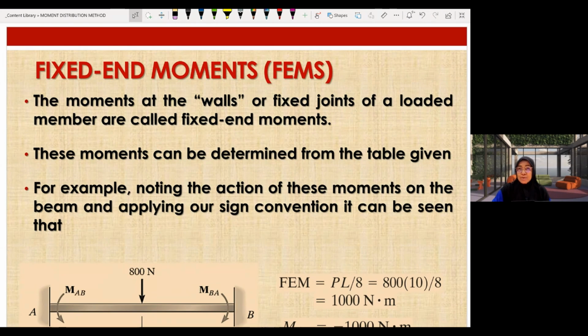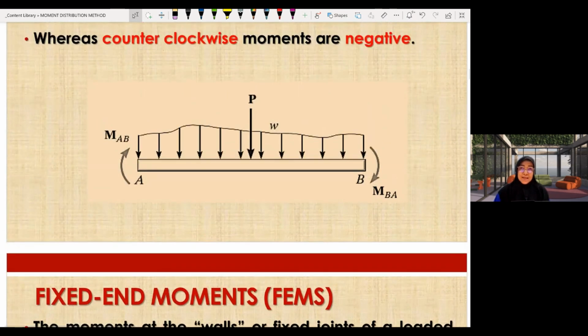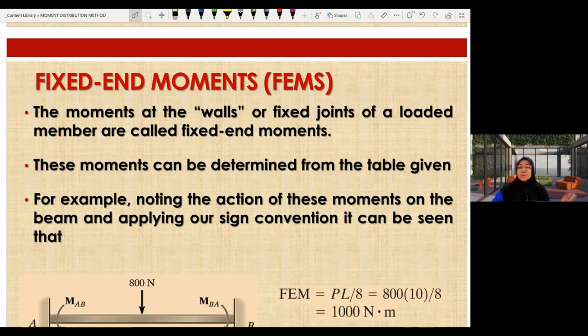Now we move to fixed end moment. The previous one is the sign convention that we have to set for the moment distribution method. So we set clockwise is positive. That is why MAB and MBA previously look like this. This is based on what we set. Okay. So now we move to fixed end moment. When do we use this fixed end moment? In the table, we are going to calculate the member end moment. And the first member end moment in the table, before we start distributing the value, is the fixed end moment.